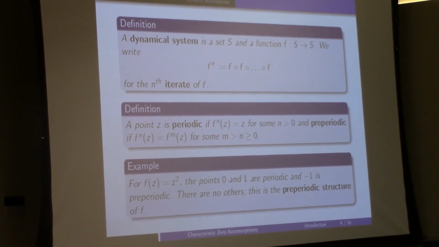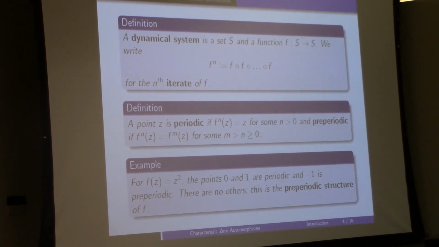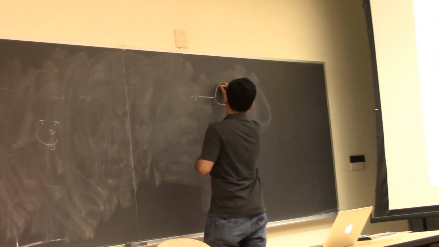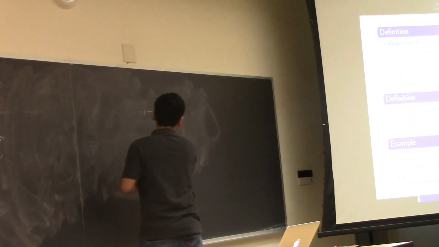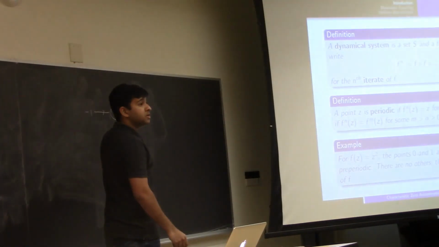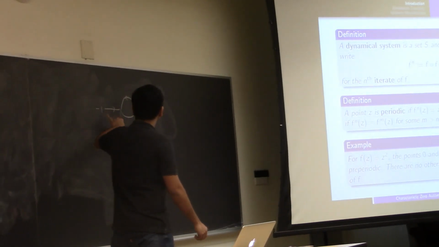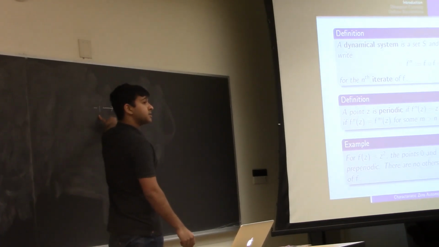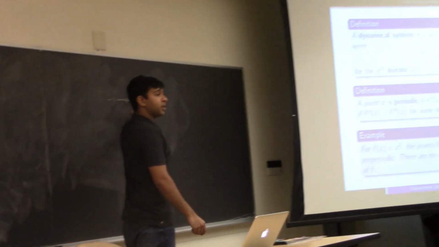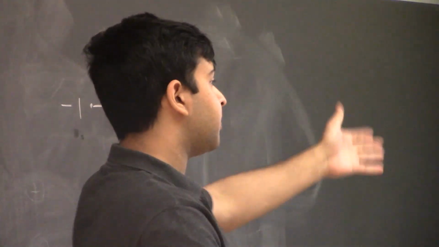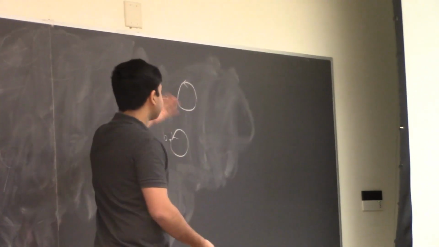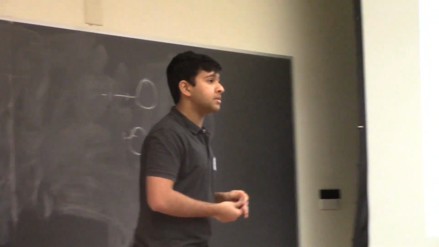A good picture to see that is: the point 0 is periodic because it returns to itself, and the point minus 1 is pre-periodic because it comes before a periodic point, which in our case is 1. So this completely defines the pre-periodic structure of the function f(z) = z squared. And this is called the portrait of a particular dynamical system.